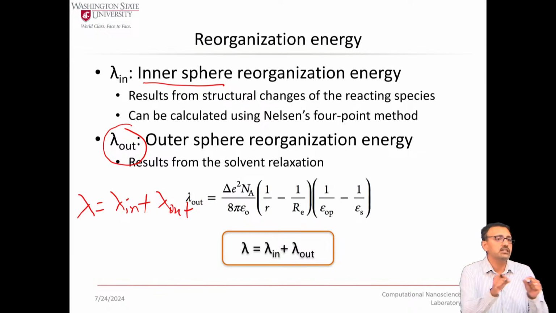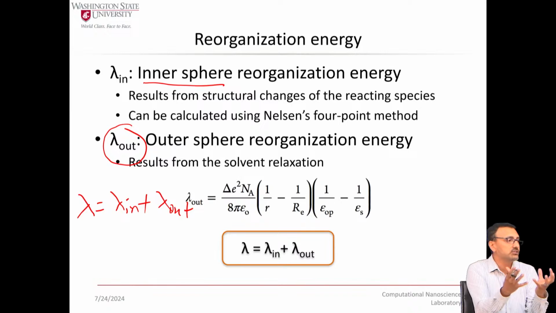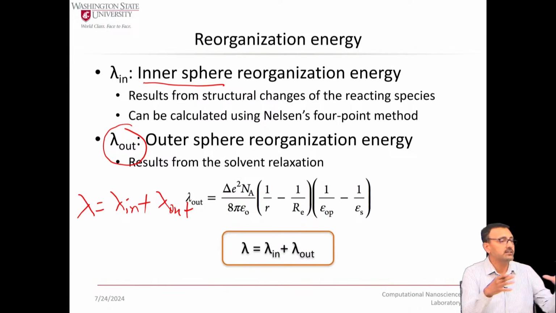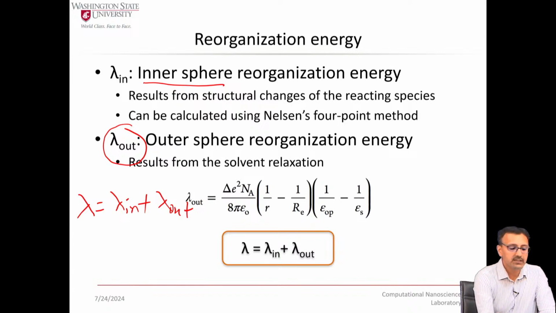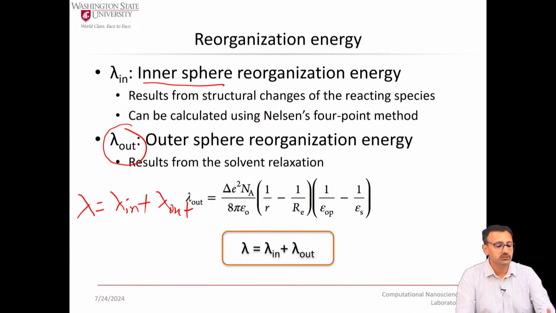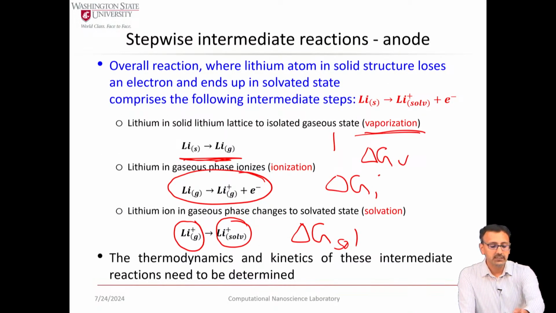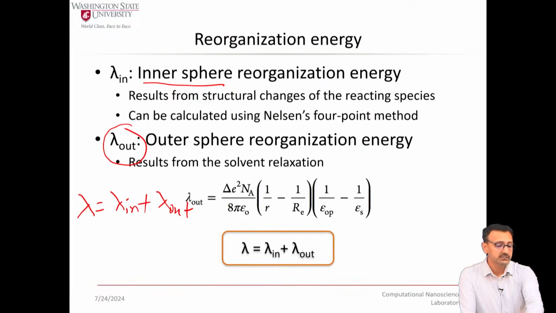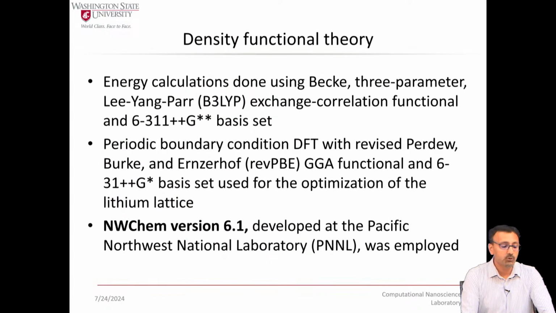So, the electron exchange is happening in a solvated phase, and as this process happens, the solvent molecules around the lithium ion will relax, that is, go from a higher energy state to a lower energy state, and the energy associated with that relaxation process is called the outer sphere reorganization energy. So, density functional theory was applied in this case to calculate the Gibbs free energy for these individual reactions and the inner and outer sphere reorganization energy. Once you have that, you can use Marcus theory to calculate the reaction rate.